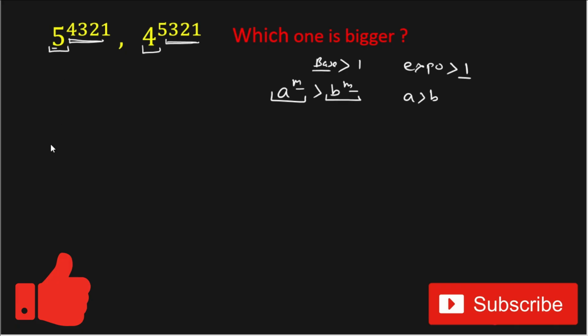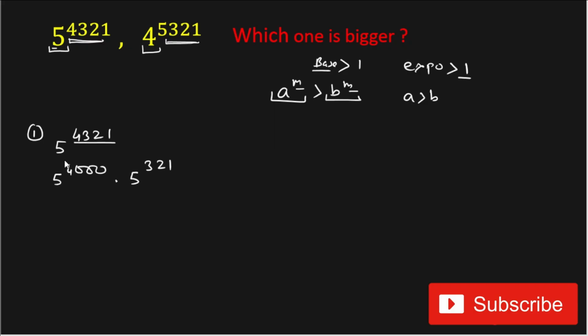Now we'll start with the first term. The first term is 5 to the power 4321. Here we'll split the powers. So we'll write 5 to the power 4000 multiplied by 5 to the power 321. Here the base is the same, so we add the powers. We have split this power value into two terms.